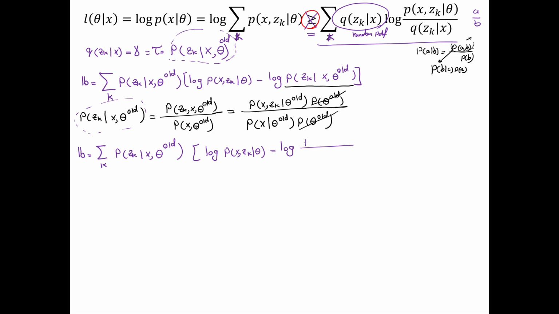What is the numerator part? So what I have here, remember I recalculated the whole thing and used Bayes' rule and rewrote it in this way. Can I replace it here? So this becomes probability of x, z_k given theta old, divided by P of x given theta old. Good? Okay. Log A over B becomes what?